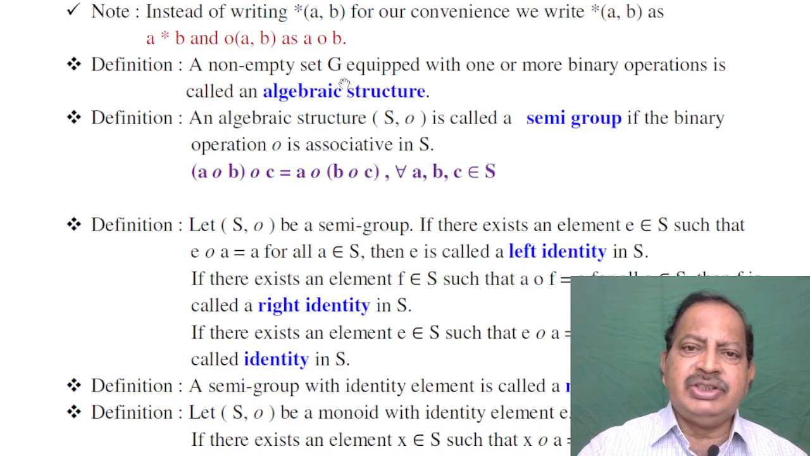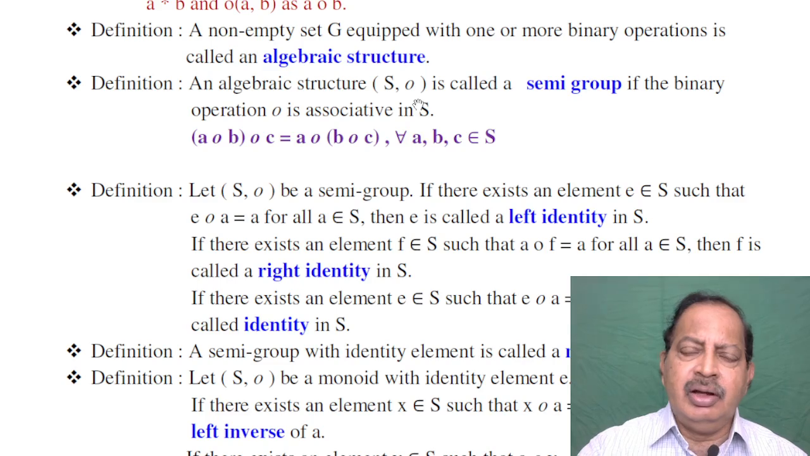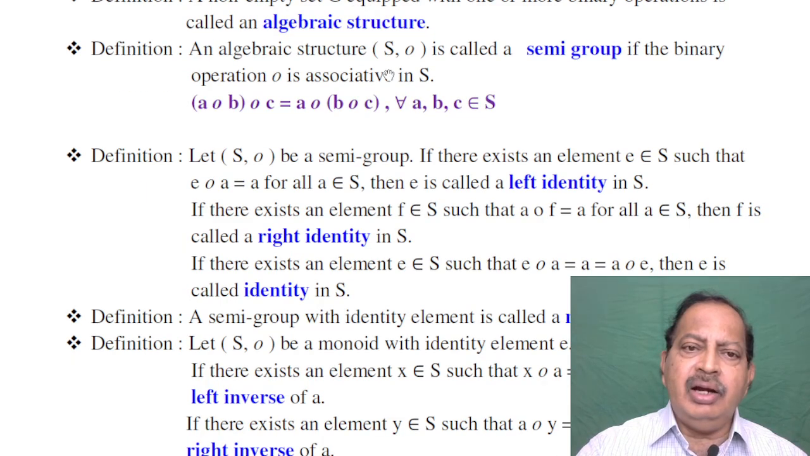A non-empty set G equipped with one or more binary operations is called an algebraic structure. There is a set G, and equipped means there is a binary operation defined on the set G. If one or more binary operations are defined on the set G, then G is called an algebraic structure. And we go to the definition of semigroup.